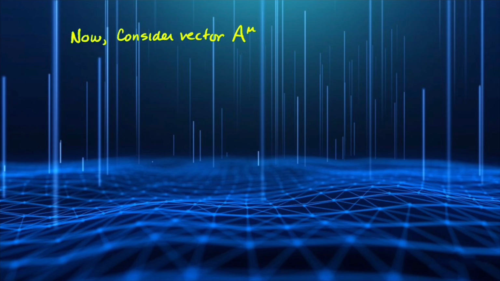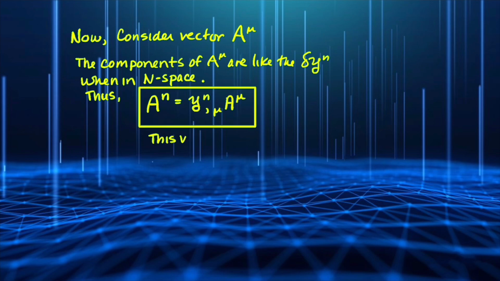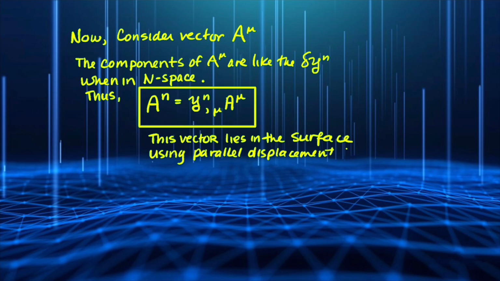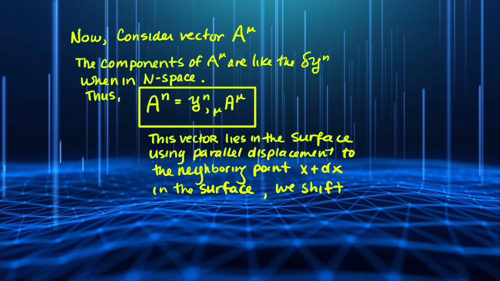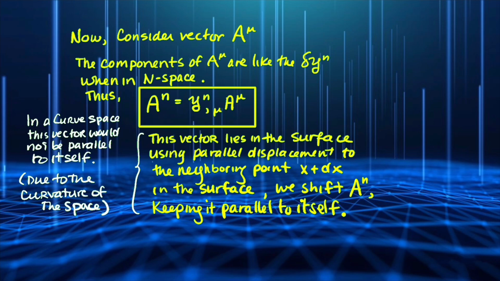So now let's consider a vector, a^μ. The components of this vector transform like the delta y's in N space. Therefore, we may write this transformation law. This vector lies in the surface. Using parallel displacement to a neighboring point, what's going to happen? Well, if we shift this by keeping it parallel to itself in a curved surface, again, we understand that that vector would not be parallel to itself anymore. That's due to the curvature of the space.